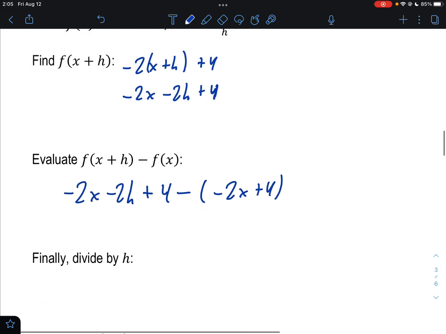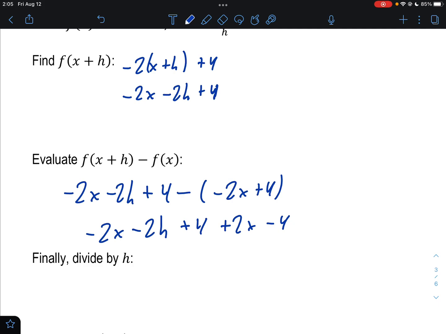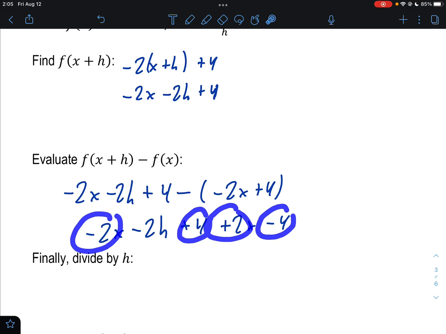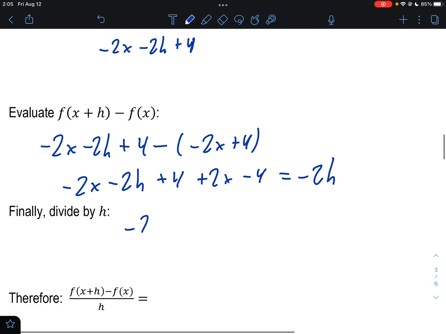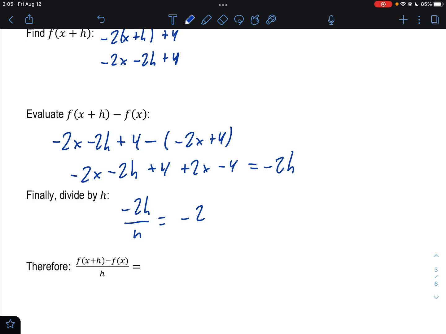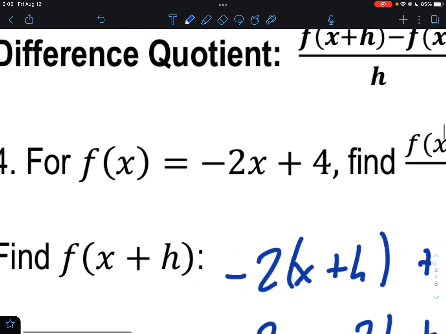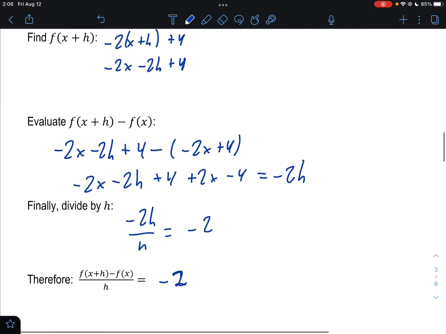And if we simplify that, we're going to get negative 2x minus 2h plus 4 plus 2x minus 4. The negative 2x plus 2x cancel out. The 4 minus 4 cancel out. We're left with negative 2h. So, divided by h is our next step. Negative 2h over h. We get negative 2. Therefore, the difference quotient is negative 2. Well, we could have figured that out without doing any work. What did I say the difference quotient is? It's just the slope. What's the slope of that line? It's negative 2. There's our answer of negative 2.